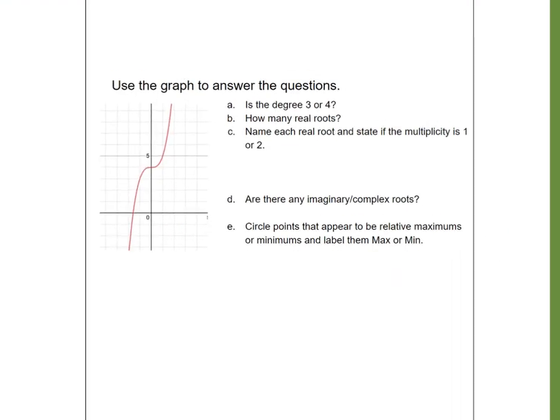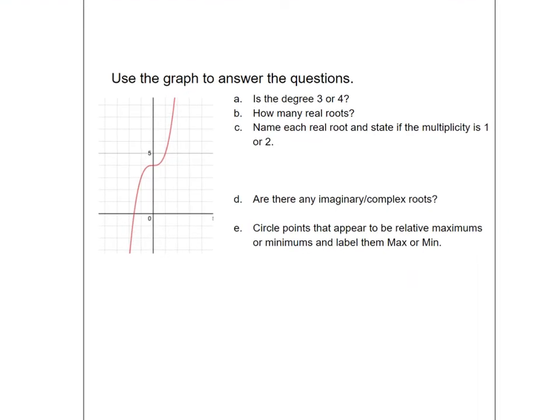So I want you to go ahead and pause, and I want you to try that in the next one. So if we look here, is the degree 3 or 4? Well, hopefully you remember graphing those cubics, and cubics are always x to the 3rd, so that one is 3. How many real roots does this one have? So how many times does this one cross the x-axis? Only 1 time. Name each real root and state if the multiplicity is 1 or 2. So if we look, I'm going to call that like -1.5, and the multiplicity would just be 1 time because it goes through it.